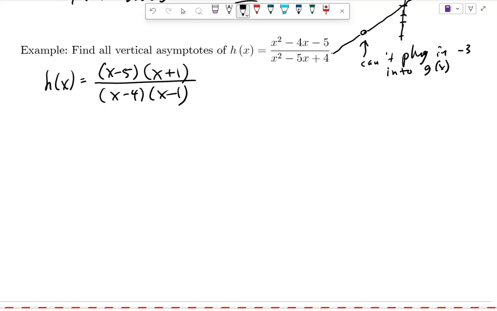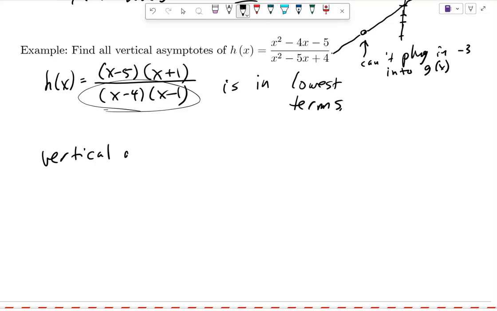All right, so does anything cancel in this case? Any common factors? Anything in common? No, nothing's in common, right? So there's no canceling. So this is in lowest terms. All right, so if it's in lowest terms, then all I need to do is worry about what makes the denominator equal to 0.